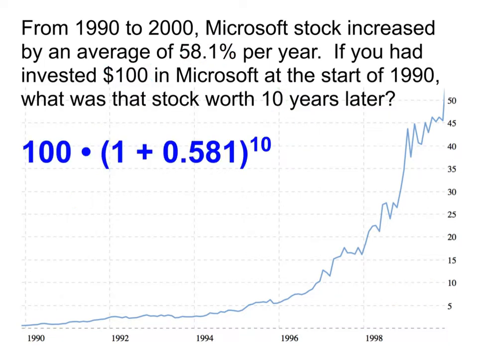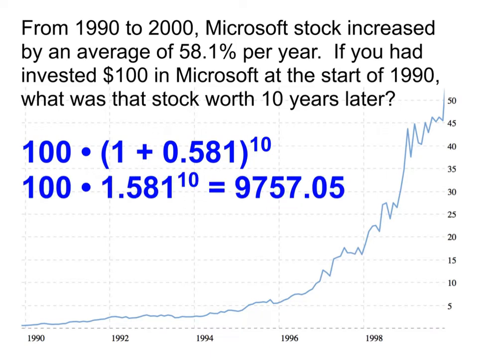All right, so now that I have my formula, I can go ahead and plug that into my calculator, figure out what value that will give me. When doing so, of course, use correct order of operations. So the very first thing you want to do is do the stuff inside the parentheses. So do the 1 plus the 0.581 first, and then the exponents will come next. So then you do that to the power of 10. And then the very last thing you do is multiply the whole thing by 100. When you do that, you should be getting an answer here of 9,757.05.